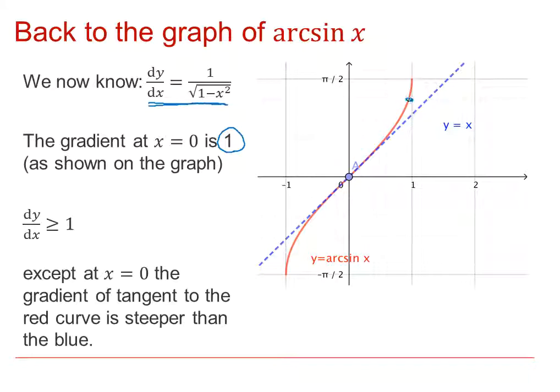So for example here, the gradient is definitely steeper than that of the line y equals x. So that means that along this inverse function, the gradient is in fact at least 1 all the way along. The only point where it equals 1 is when x equals 0. So at x equals 0, at the origin, the curve and the line have the same gradient of 1.